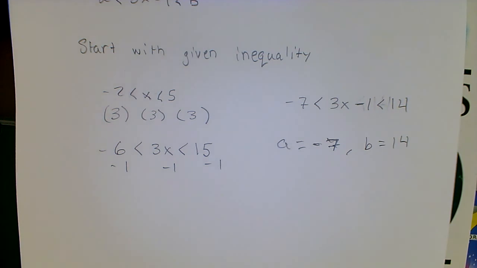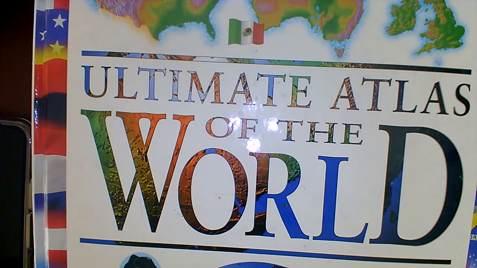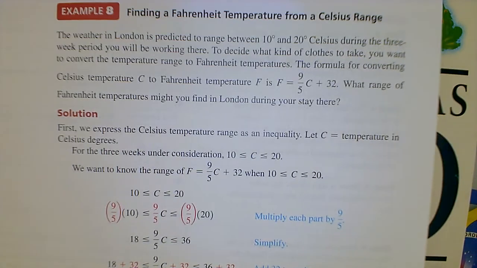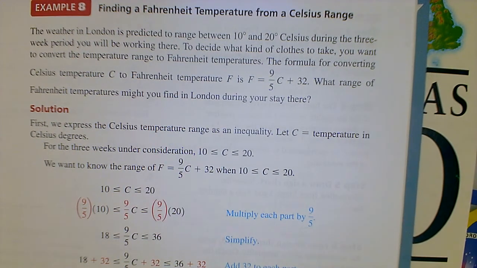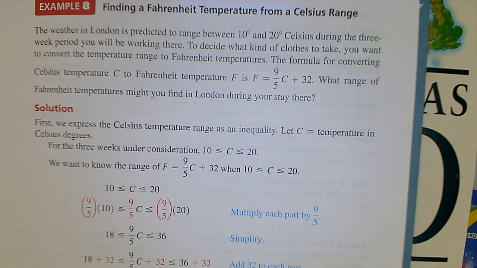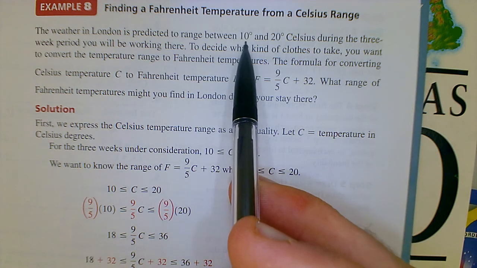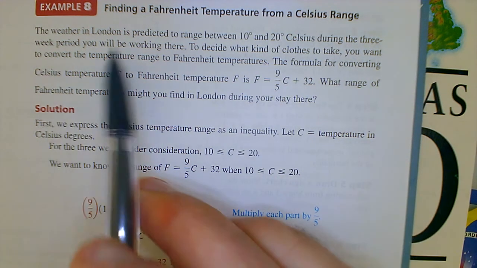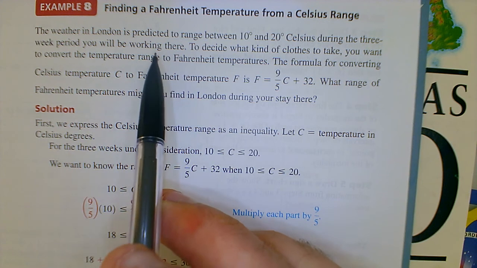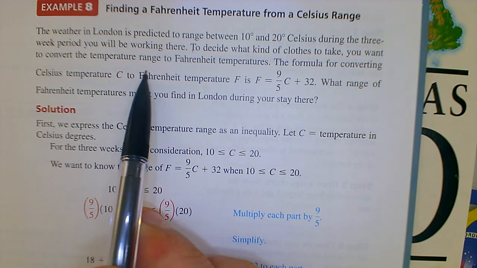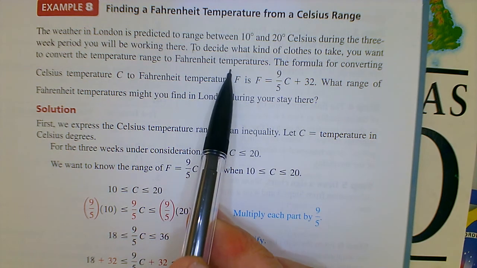Okay, so this one you have a sort of application problem to it as well. So there's another example here in the book that I'd like to read. So let's say you're going on a vacation to London. The weather in London is predicted to range between 10 degrees Celsius and 20 degrees Celsius during the 3-week period you'll be working there. Okay, so it's not a vacation, you're working there. To decide what kind of clothes to take, you want to convert the temperature range to Fahrenheit temperatures.